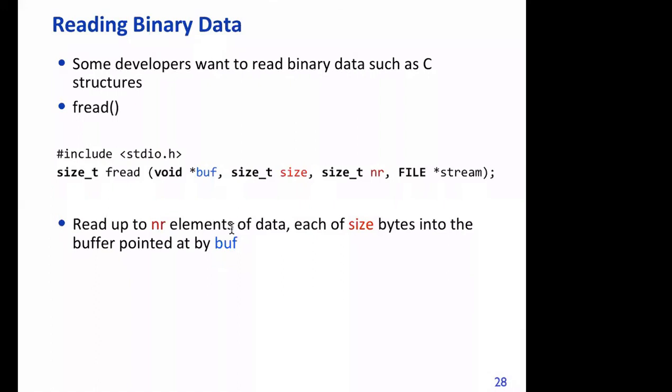And here also you have to define where you are going to store it. So for example, fread(void *buff, size, nr, stream). The stream tells you from where to read, and then it reads up to nr elements of data, each of a certain size, into the buffer pointed to by buff.